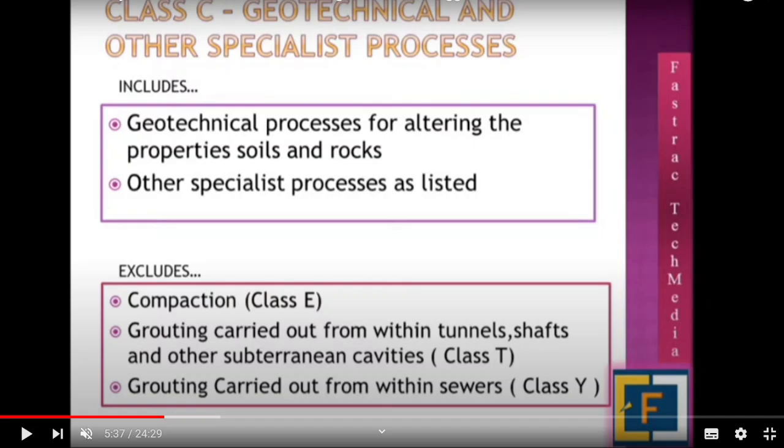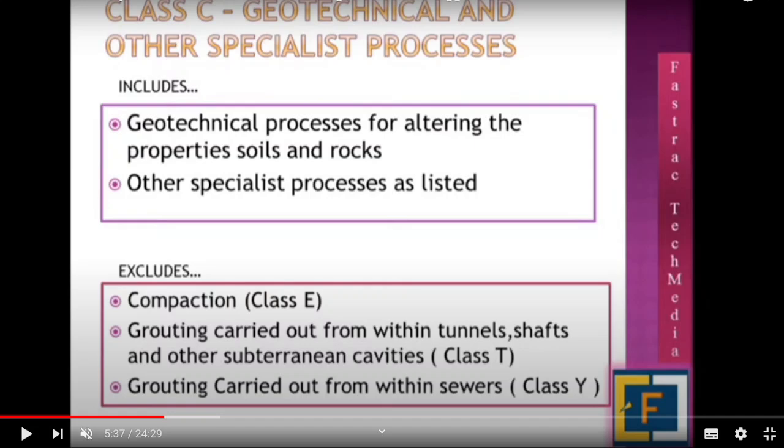Again, we may get confused that compaction of soil is altering the properties of soil. Correct. But that is not included in class C. So other than compaction, other than grouting within tunnel shafts, other than grouting carried out from within the seaways. So these types of works we have to understand. What is included, what is not included in class C.